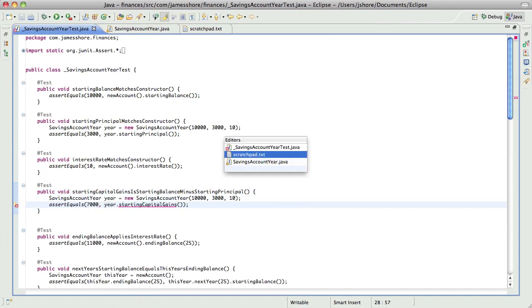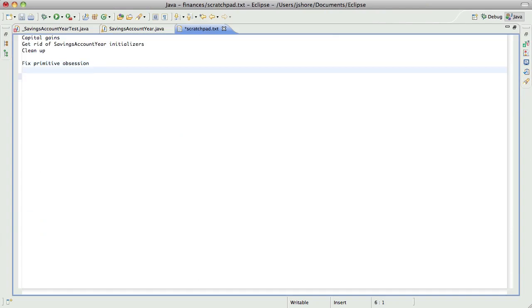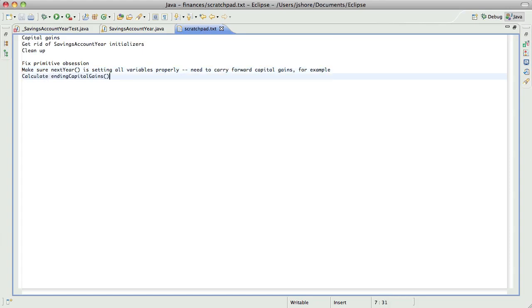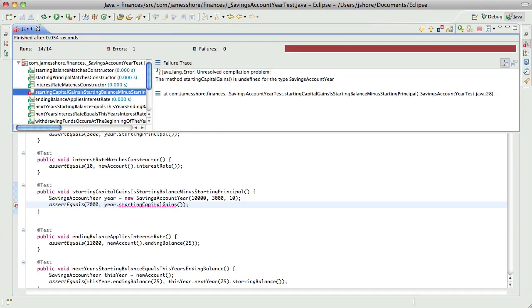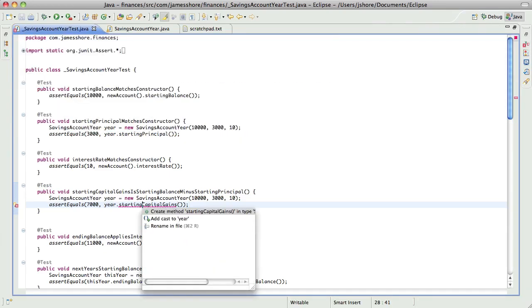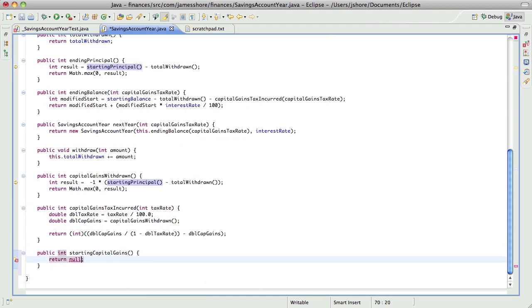Oh, and that reminds me, another thing we need to fix is I think we need to make sure next year is setting all variables properly. I think we need to carry forward capital gains, for example. We also need to calculate ending capital gains, which is closely related. Okay, so that's going to fail because we don't even have a starting capital gains yet. Let's create that. 7,010, no surprises.